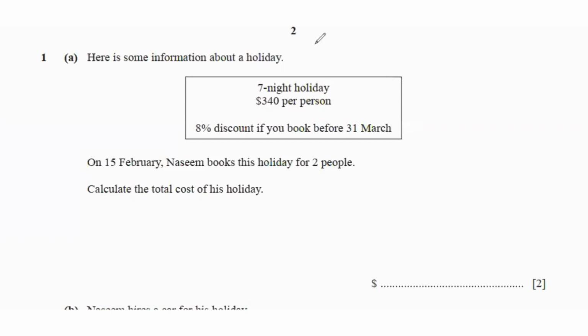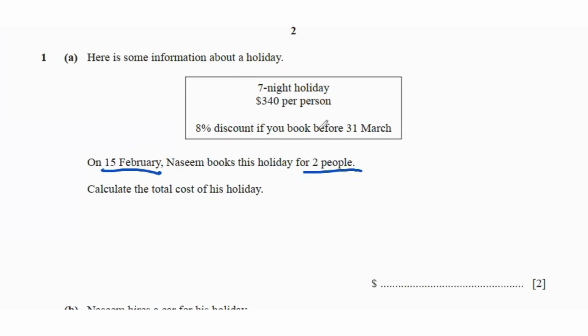In question 1, it says, here is some information about a holiday. It's a 7-night holiday and the per person cost is $340. There's an 8% discount if you book before 31st March. On 15th Feb, Naseem books this holiday for 2 people. Calculate the total cost of his holiday.